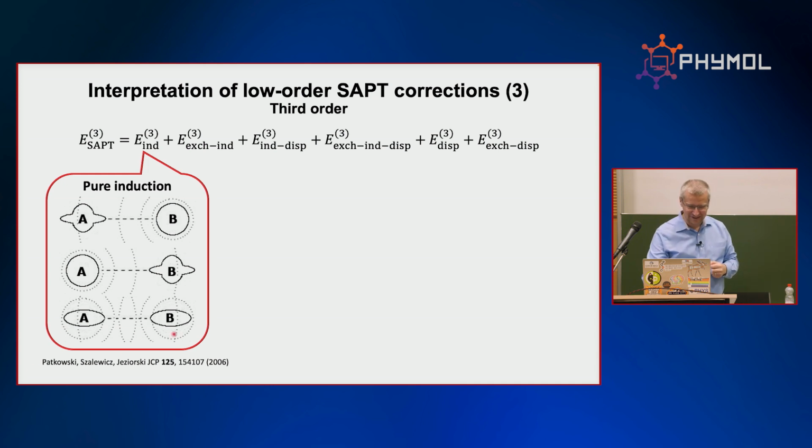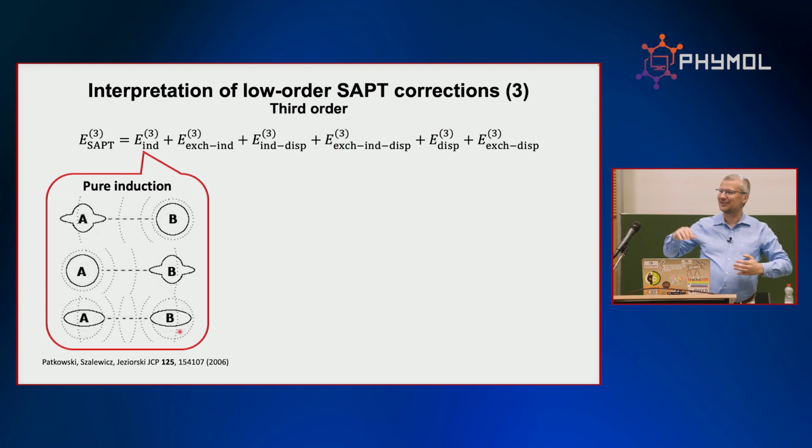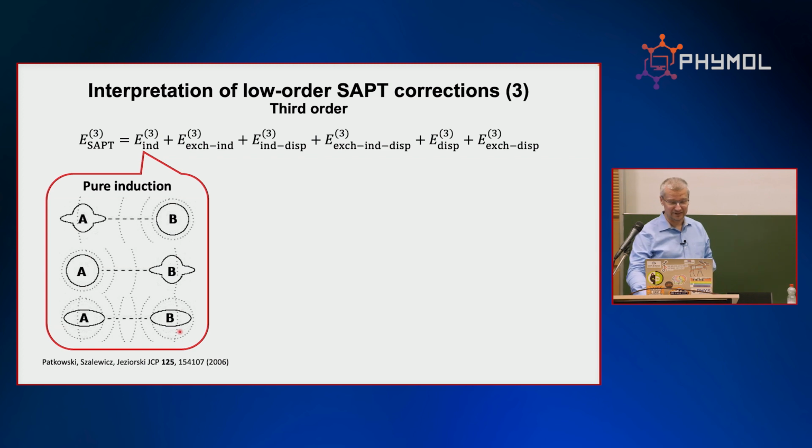But you have a third term that's quite different, where each molecule polarizes the other one, and now the 2 polarized molecules interact with one another. There's no electron correlation required there to get that. That's a pure induction effect, but we get it in the third order.